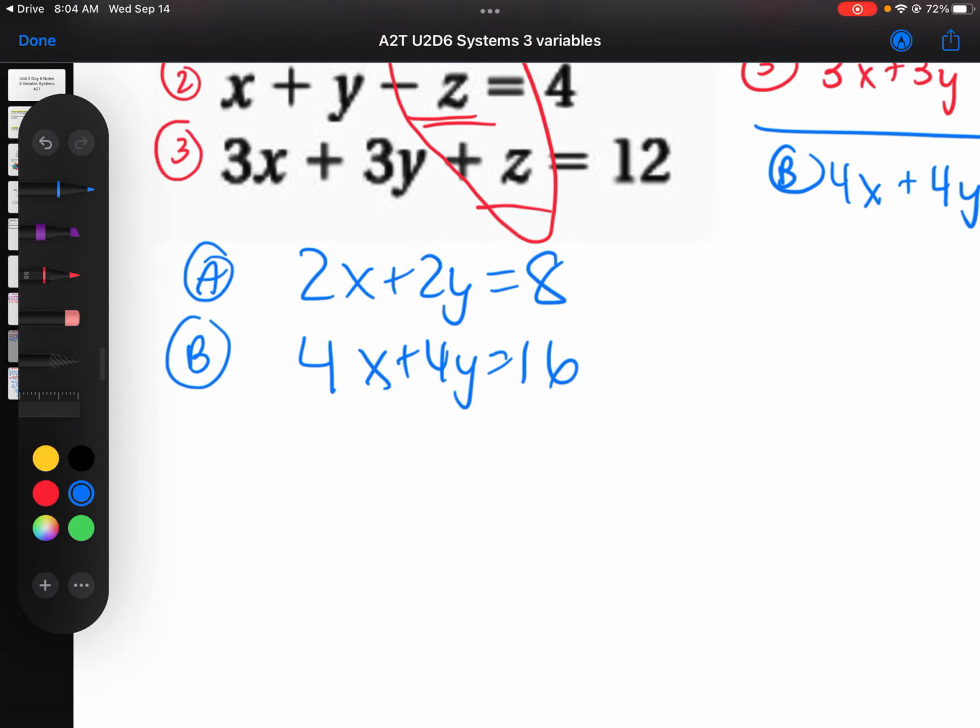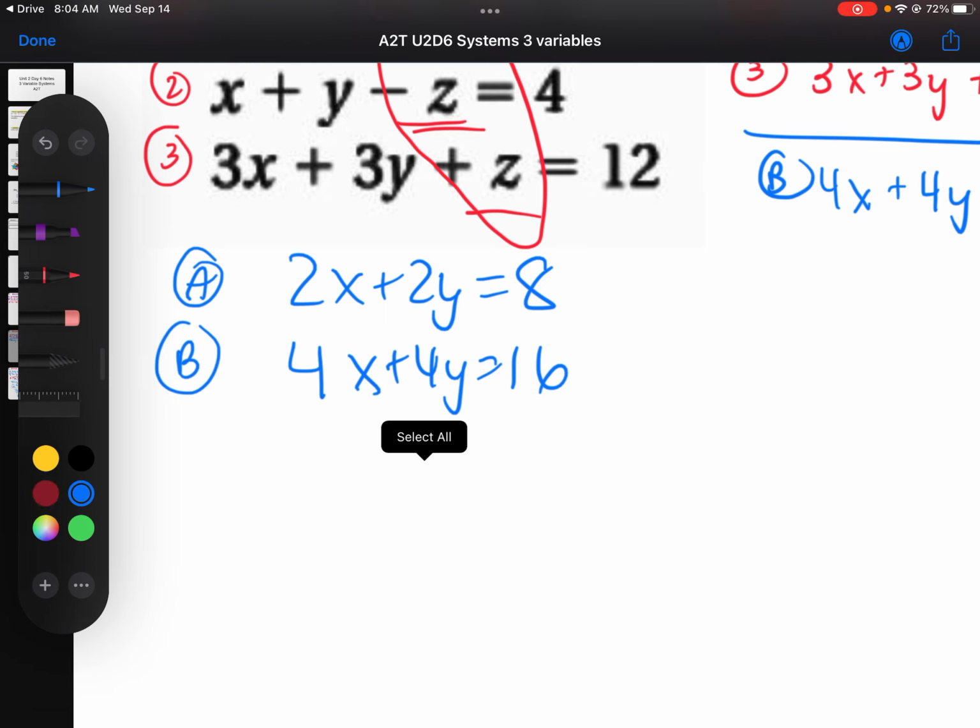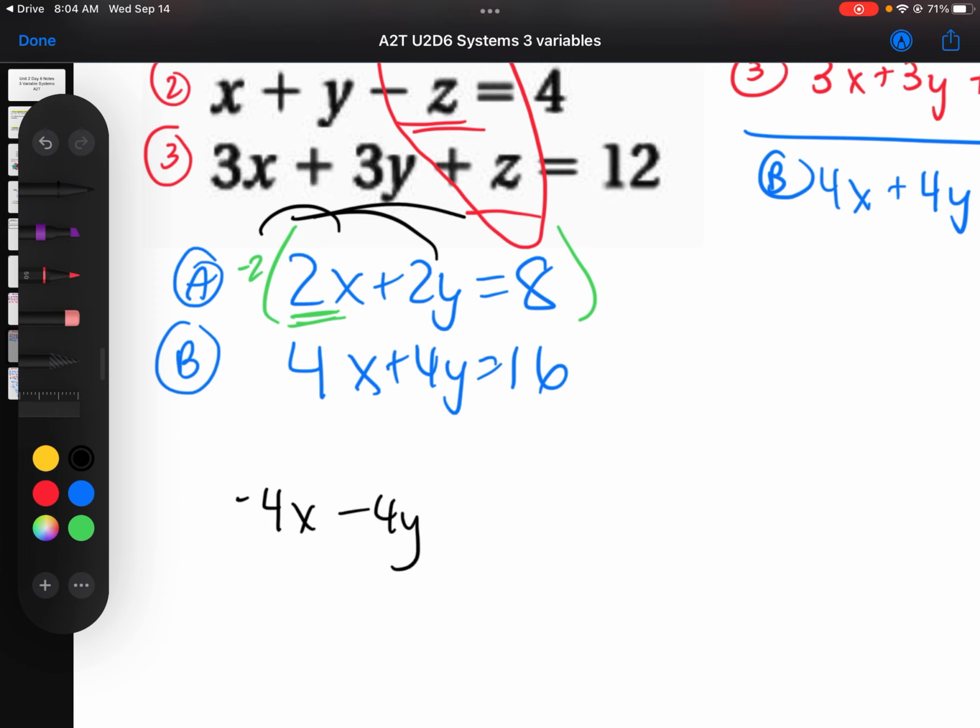All right, if I add them right now, nothing will cancel. So I'm going to go ahead and take my top equation. I'm going to get my x's to eliminate. So I'm going to get this 2 into a negative 4. So I'm going to multiply by negative 2. So this becomes negative 4x, negative 4y equals negative 16. Equation B can just drop down. 4x plus 4y equals 16.